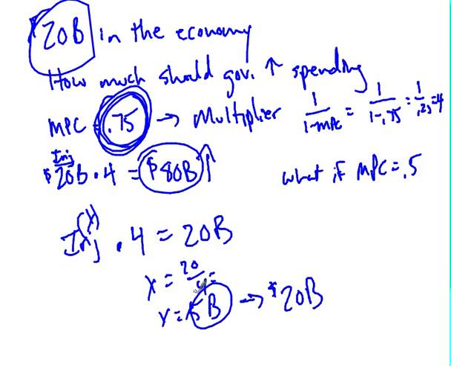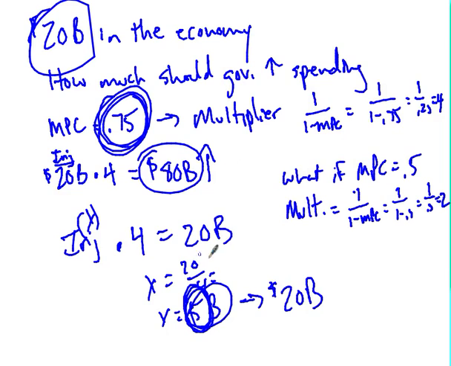And so what's going to happen if they think that they need to be putting in $5 billion, but somebody got it wrong, and the MPC is actually 0.5? And so what would be the new multiplier if the MPC is 0.5? Remember, the multiplier is 1 over 1 minus MPC, so that's 1 over 1 minus 0.5, which is 1 over 0.5, which is 2.